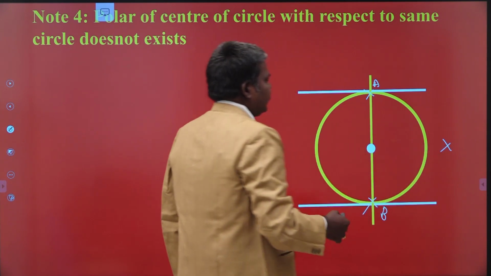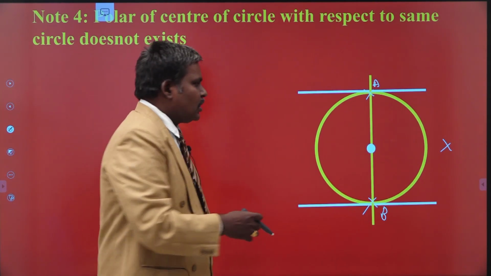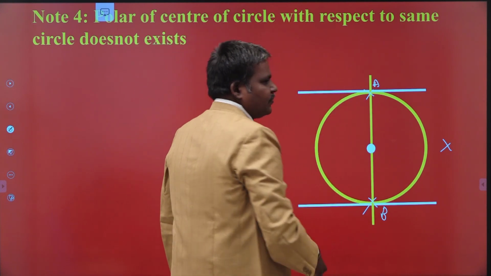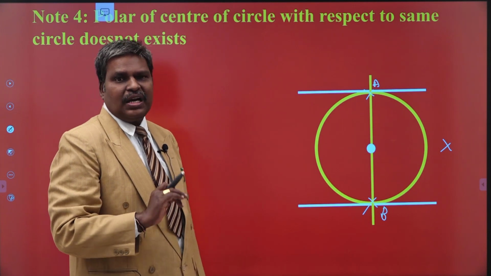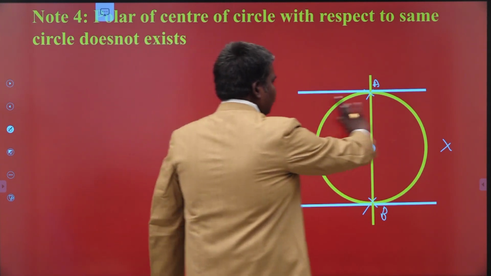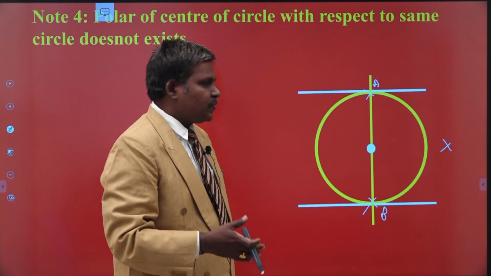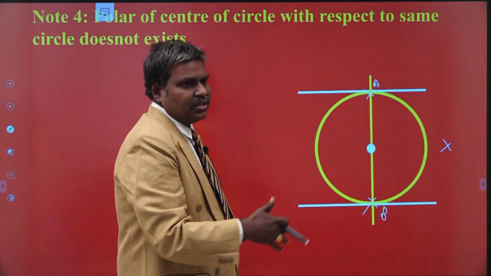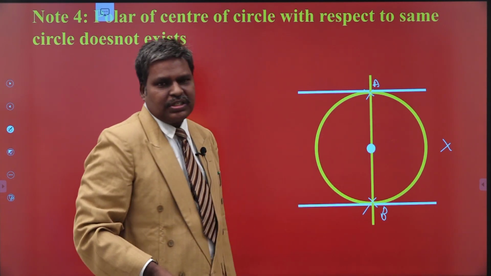There is no point of intersection. Is there any point of intersection of the tangents? What is the locus? The locus of the point of intersection of tangents drawn at the extremities of chords through your given point is called the polar of P. Is there any point of intersection? These are parallel lines. Parallel lines do not intersect each other. That is why there is no point of intersection. Therefore, there is no polar of this point P with respect to the circle.